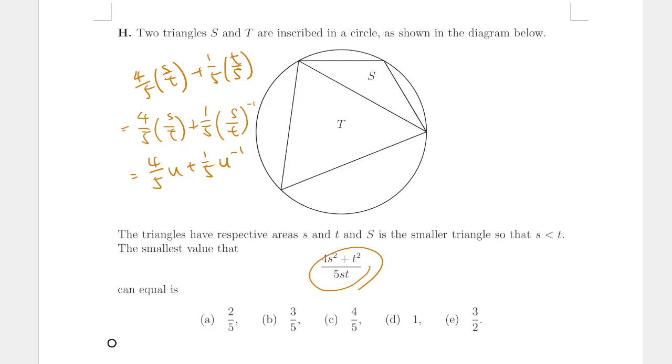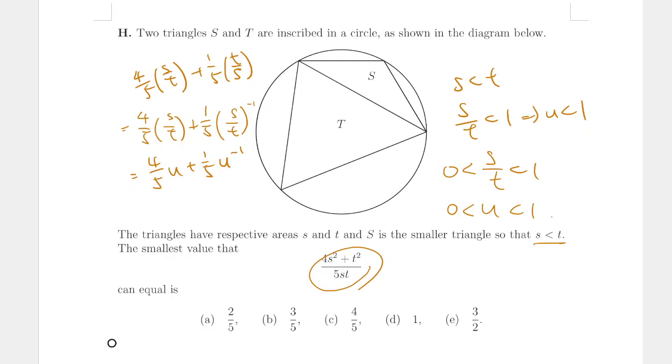But then pay attention, because there are restrictions on the value of u. So what are the restrictions? First of all, S is less than T, right? If S is less than T, that means that S divided by T is less than 1, so u is bounded above by 1. What else do we know? We know that areas are positive numbers, right? If they're positive numbers, then this ratio is bounded below by 0. When the area of S is 0, it's bounded below by 0. So that's why u is between 0 and 1.